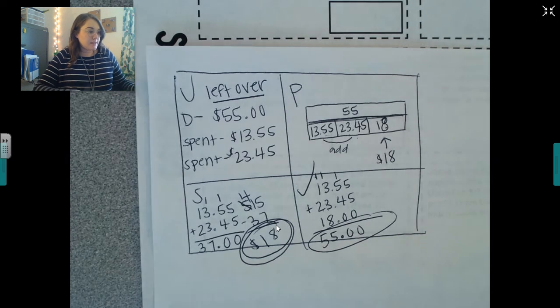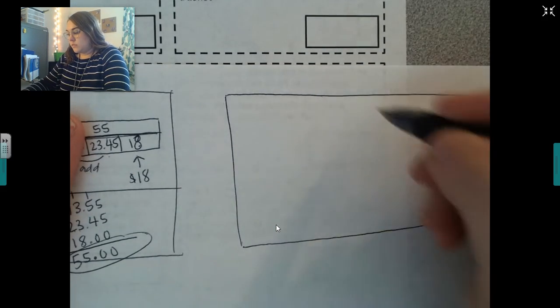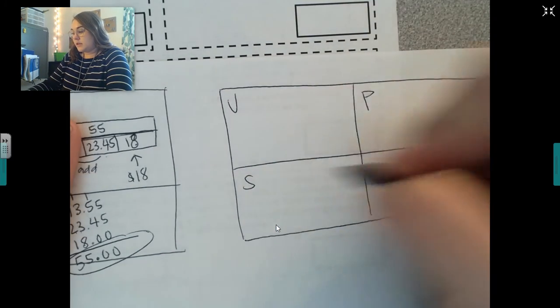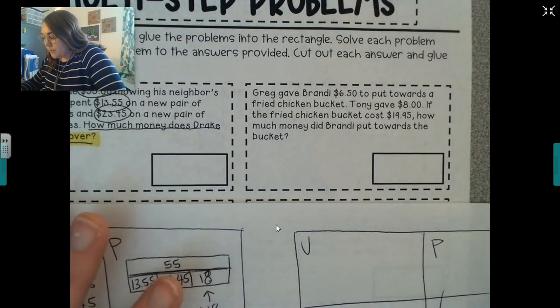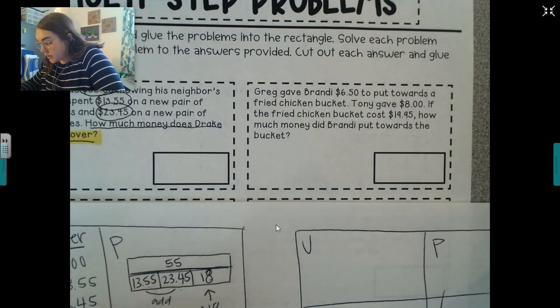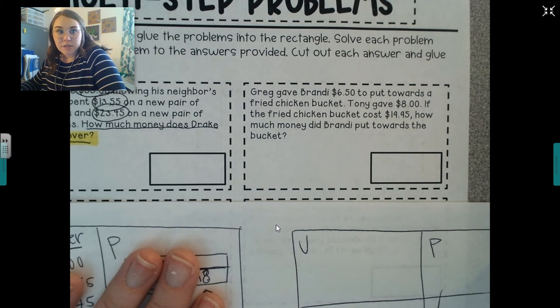A lot of these have decimals in them. That's perfectly fine. Let's do this one. On your paper, I want you to draw another box. And it's going to be the UPS check. Okay, let's get started. Step number 1 is read the problem. So let's read it. Greg gave Brandy $6.50 to put towards a fried chicken bucket. Tony gave $8. If the fried chicken bucket cost $19.95, how much money did Brandy put towards the bucket?